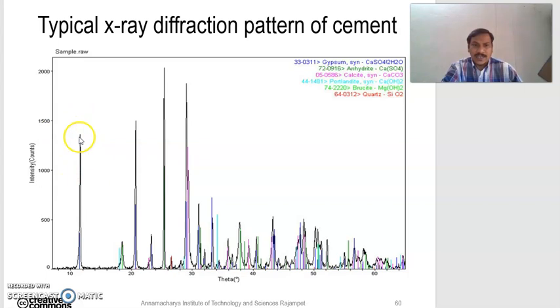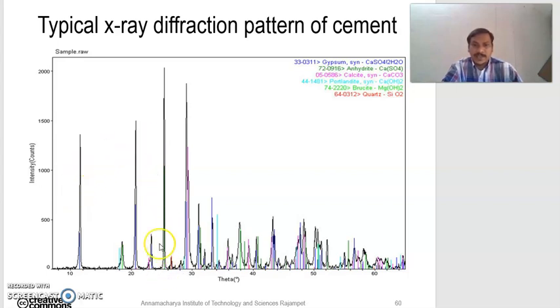So by using the full width at half maximum value, we note it down. Then by using the interplanar distance, the full width at half maximum value and the theta value, we can find the grain size of the material. And by using this technique, we can also identify the unit cell parameters, the a, b, c parameters.